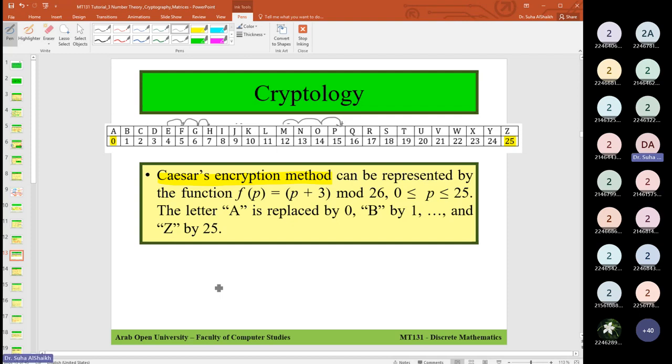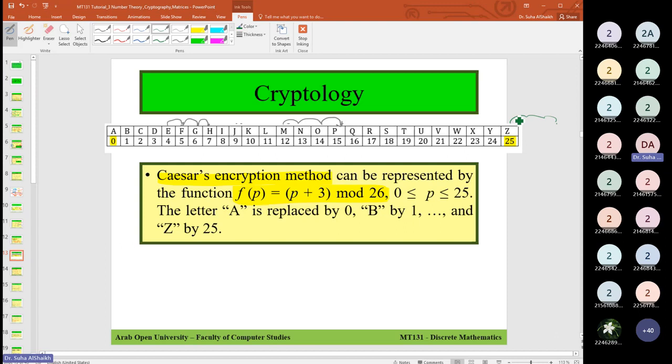Okay? To do this, we use this function: f of b equals b plus 3 mod 26. Why mod 26? Because I have 26 letters, so I must stay within the 26 letters. For example, if I move Z 3 letters forward, I have to go back to A, B, and C to stay within the 26 letters. So this is why we make the function a mod 26. You will get this from the following example.